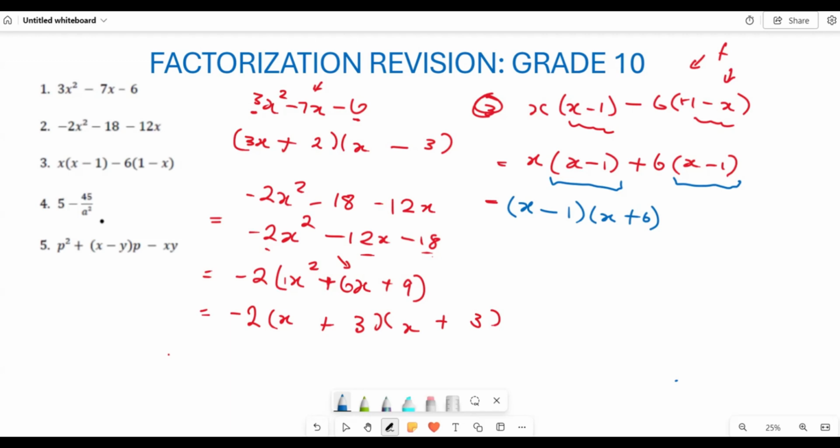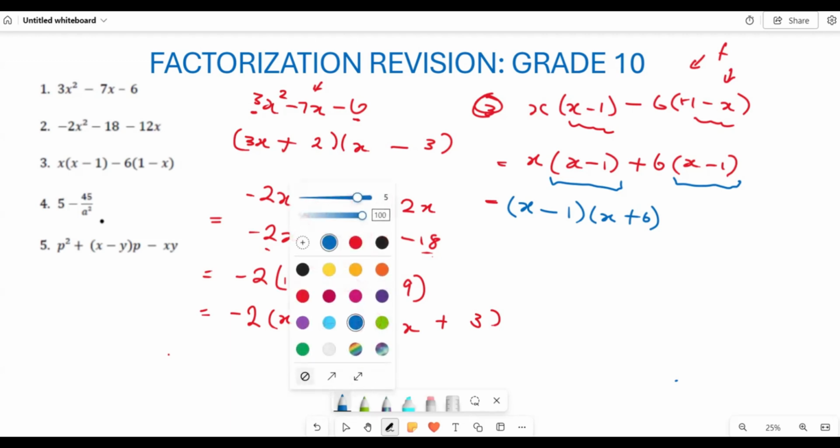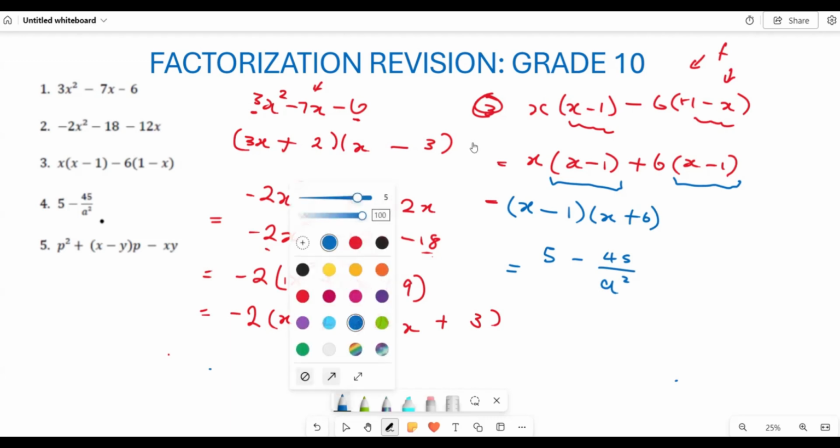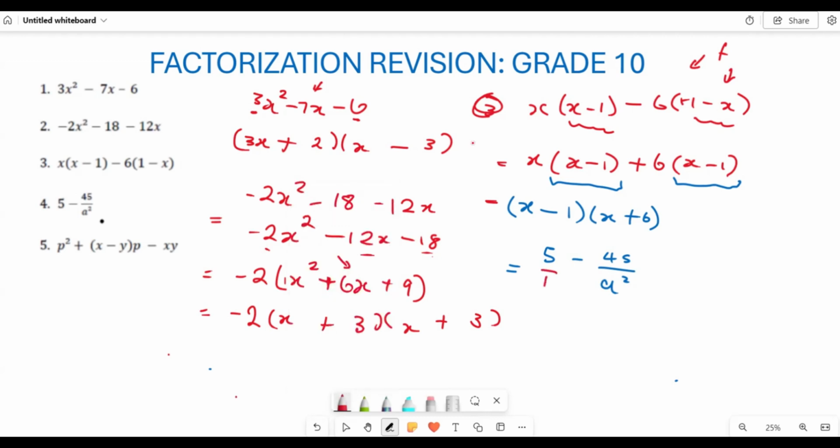Now, let's look at the next one. What is it that you are having? So in the next one, I have 5 subtract 45 over a squared, right? Now, I want you to pay attention here, right? I think you can see that this is a fraction, right? So what is the first thing that I can do from here? I can start by making this a fraction of 5 over 1, right?